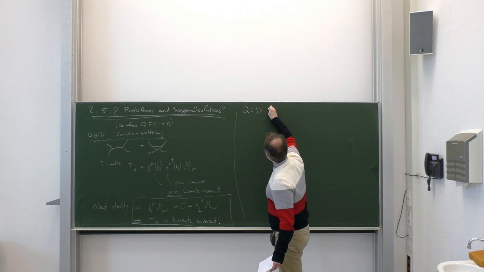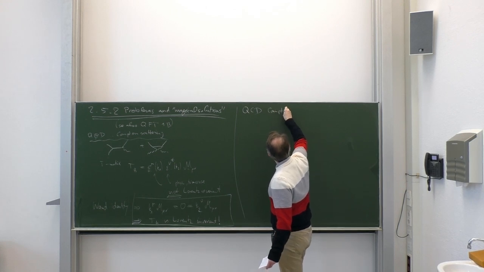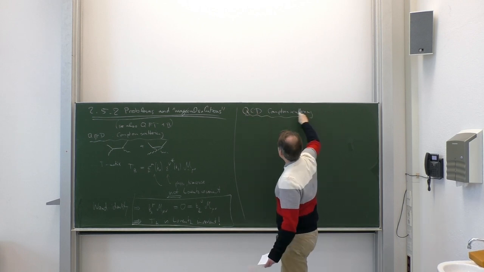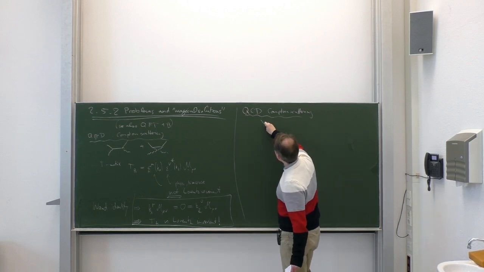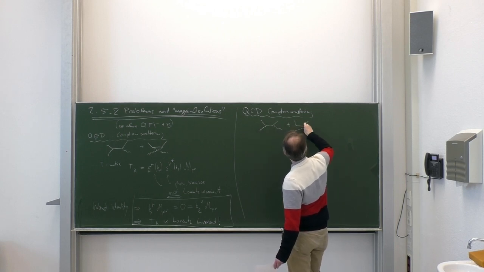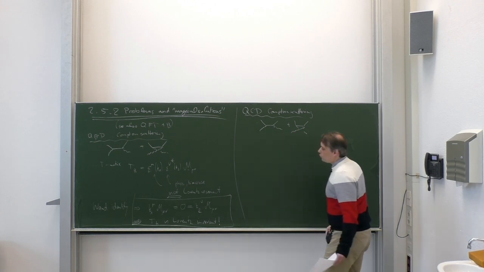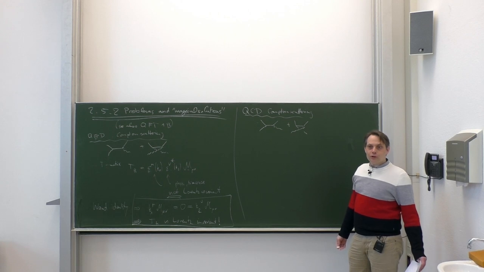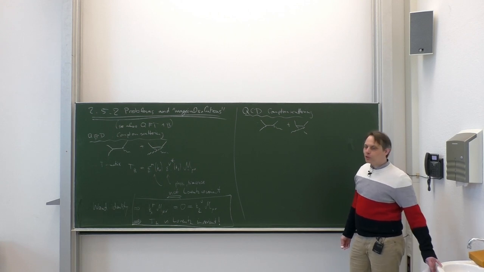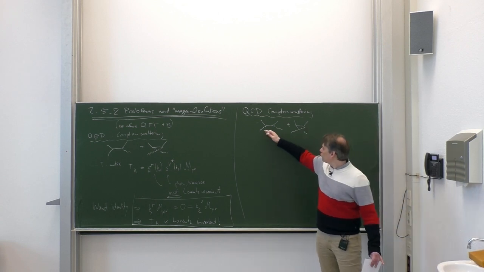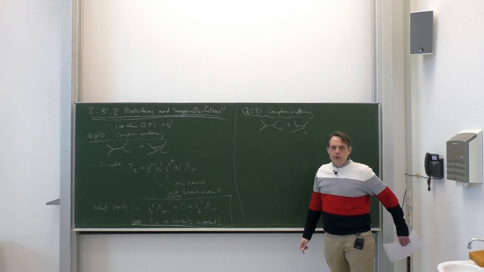Let's do QCD Compton scattering. You have, of course, the same Feynman rules as in QED, but there are additional Feynman rules. Does anybody know an additional Feynman diagram which contributes to the process quark gluon scattering in QCD?